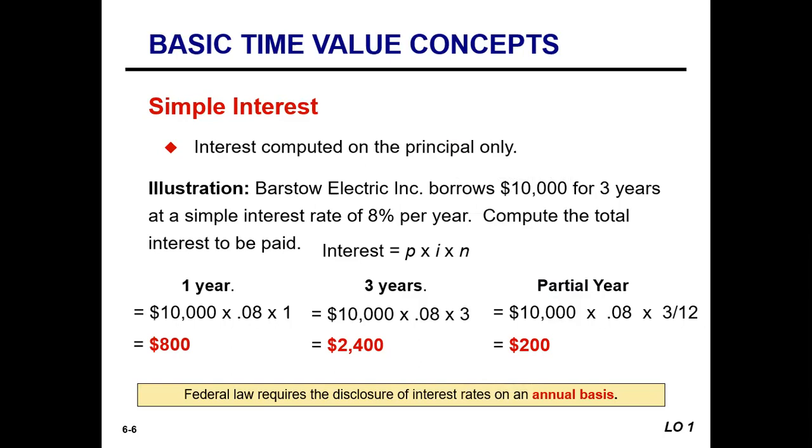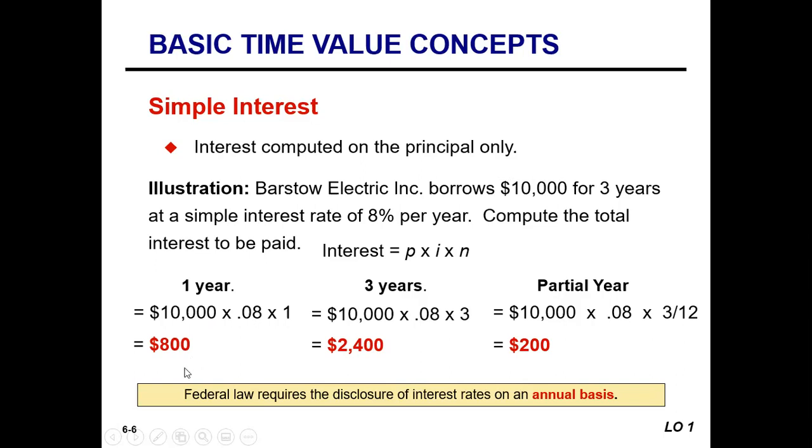Barstow Electric Inc. borrows $10,000 for 3 years at a simple interest rate of 8% per year. Compute the total interest to be paid. So that's the formula for interest, and I'll write this on the board when we're working on these: principal times interest times the number of periods are what those variables stand for, right? So principal is the P, interest is the I, and N is the number of periods. If it's 1 year, then we take 10,000 times 0.08, right? 8% interest times 1 year.